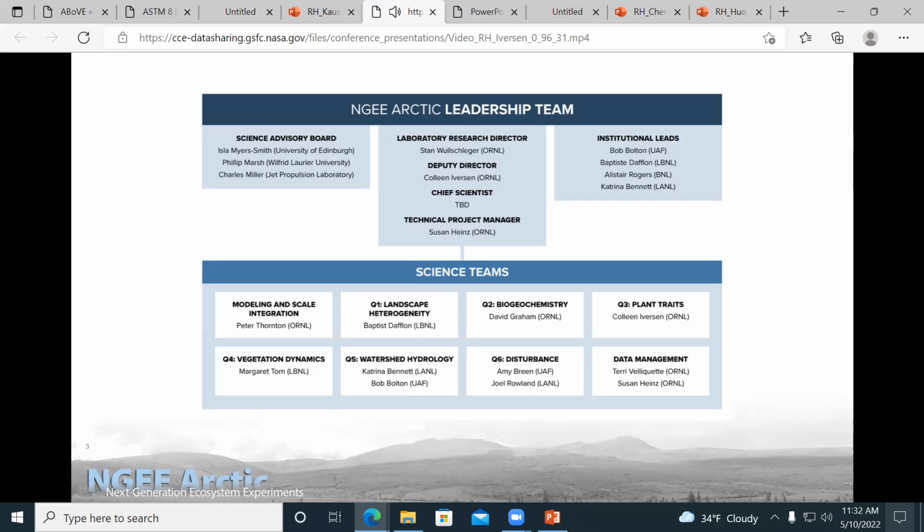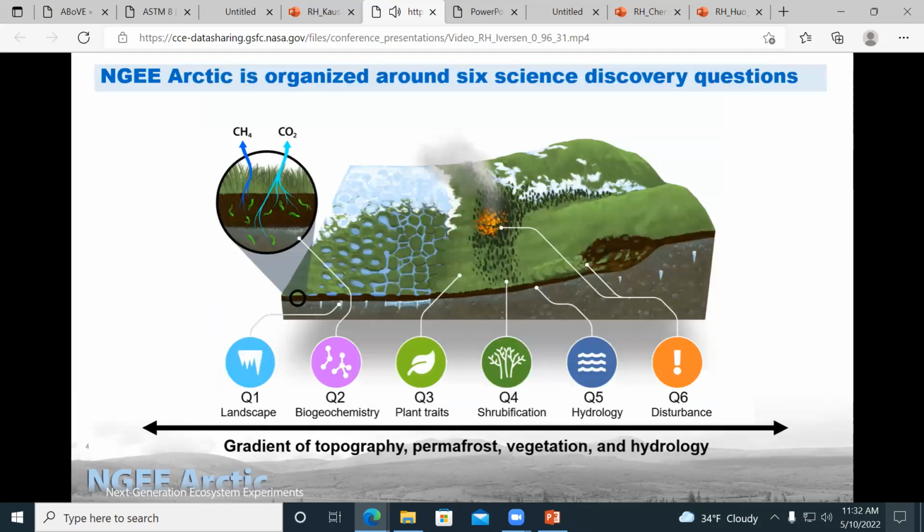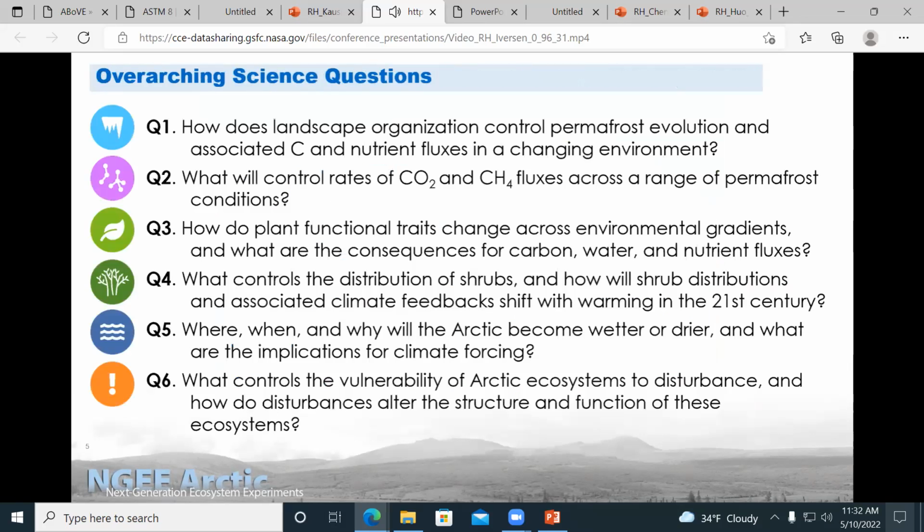We have task leads that span questions across the project as well as institutions, and we are very lucky to have an excellent science advisory board giving us advice on how to proceed. To allow us to better understand the rapid changes occurring in tundra ecosystems across space and time, the NG Arctic project is organized around 6 discovery science questions that span gradients of topography, permafrost, vegetation, and hydrology.